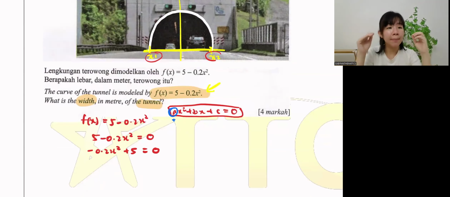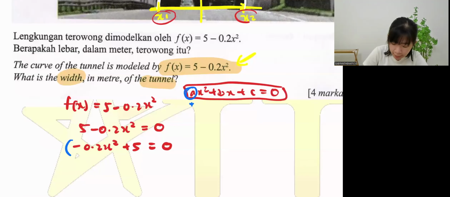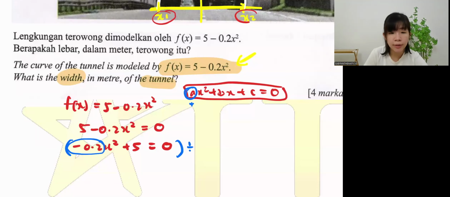And also, we can make it into whole number. Okay, we need to make it whole number. So to make it into whole number and positive, we just have to divide by what? I want to make this number become whole number and positive. Okay, we divide it by negative 0.2.